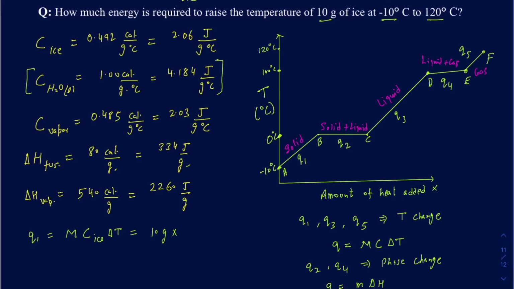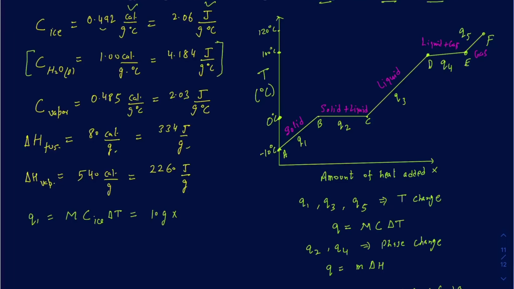Now I do have all these numbers written down in calories and in joules as well. So it really depends which particular value you want to use, or which unit you want to calculate the energy in. If you want to use the energy in joules, then you use the one on the right side, like 2.06 and 4.184. And if you want to use calories, then you use the one on the left. So let's say I'm doing it in joules. The specific heat capacity of the ice is going to be 2.06 joules over grams degrees Celsius.